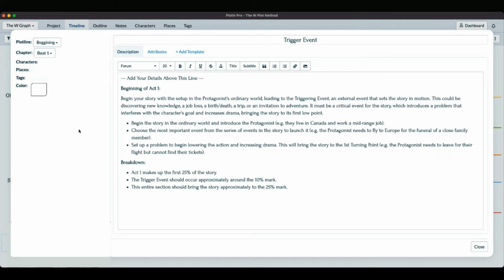Okay, usually the action lowers at this point, the drama kind of increases, and there becomes some instant tension, and we head towards the first turning point. So this is part of Act One. The trigger event usually happens around the 10 to 12% mark, and then this entire section should take about 25%, and it brings us down to the first low point in our story.